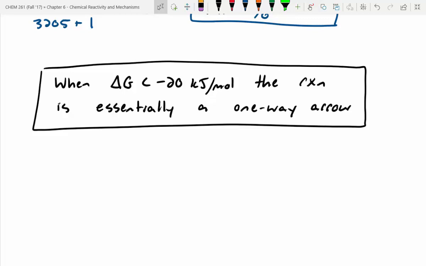The same is true for acid-base reactions. If you remember going through acid-base reactions, we had a lot of equilibrium arrows. But I said with a strong acid or a strong base, quite often those equilibrium arrows aren't really equilibrium arrows. They're almost exclusively on one side or the other. This is kind of fitting into that same idea.